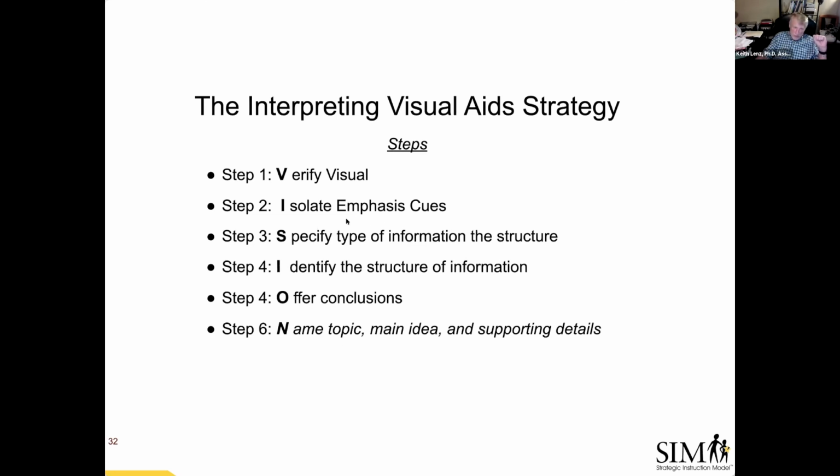So these first two are looking for clues and making sure you understand the visual. The SIO steps are really the parts where you're thinking about the visual and interpreting it. And the sixth step is where you are making a statement about what you have learned about the visual.